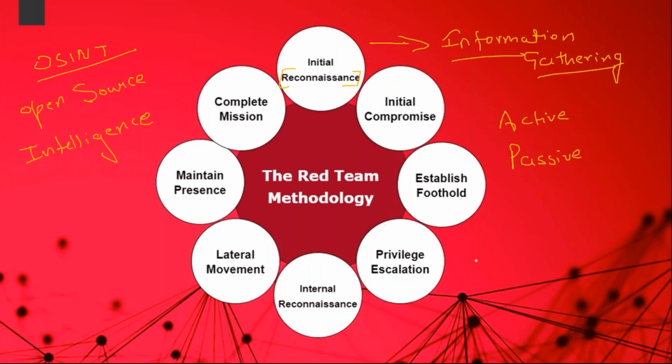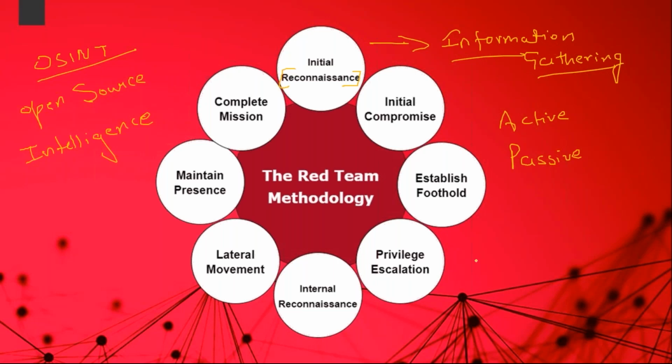Now if you are using the websites that we have used to find out the information about the target, was that active or passive information gathering? Because we were not communicating with the target, we were not communicating with the website, we were communicating with the open source information present, right?